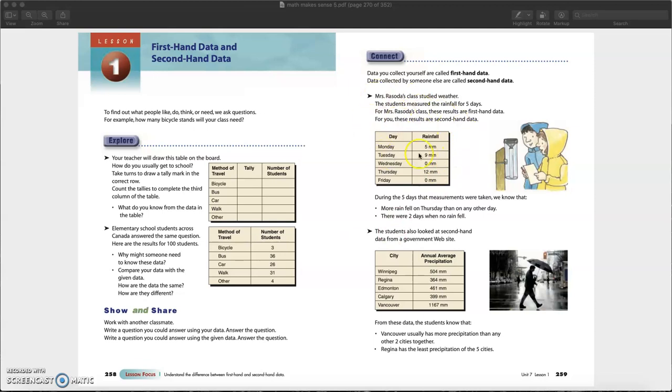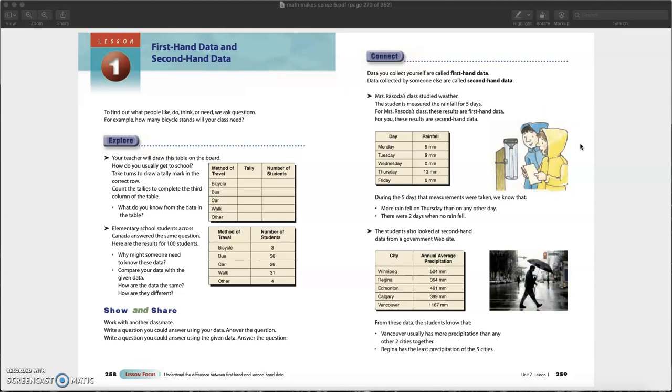So this chart here: Mrs. Risotta's class studied weather. The students measured the rainfall for 5 days. For Mrs. Risotta's class, these results are first-hand data. They collected it themselves. They did the experiment, so it's first-hand data. For you, or for me, these results are second-hand data. I didn't collect it. You didn't collect it. Mrs. Risotta's class collected the data, so somebody else did it. It's second-hand data.